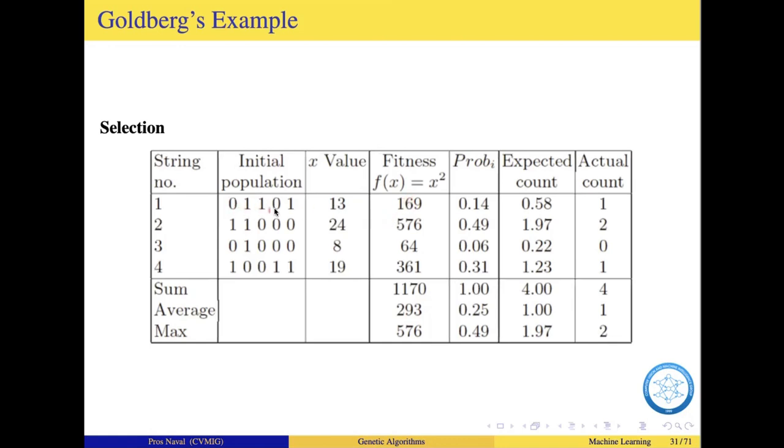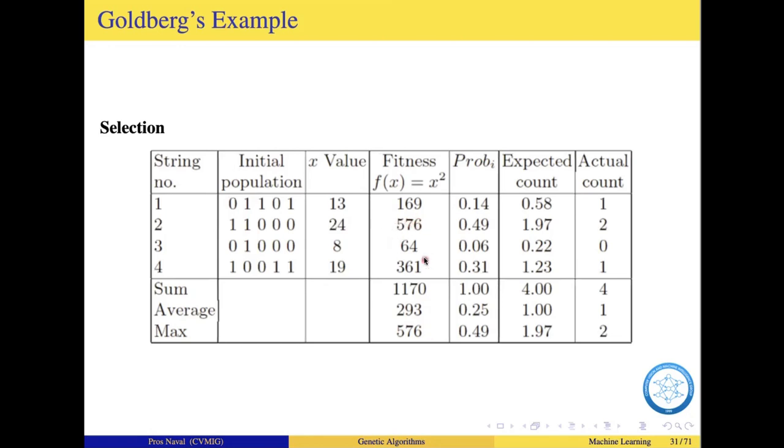Here 0, 1, 1, 0, 1 is the binary representation for the number 13, and this for 24, and for 8 and 19. So the corresponding fitnesses of these strings, individuals 1, 2, 3, and 4, are 13 squared, 24 squared, 8 squared, and 19 squared. So we again add the fitness values. If you add them, you get a sum of 1,170. If you take the average, that would be 293. This is the maximum value.